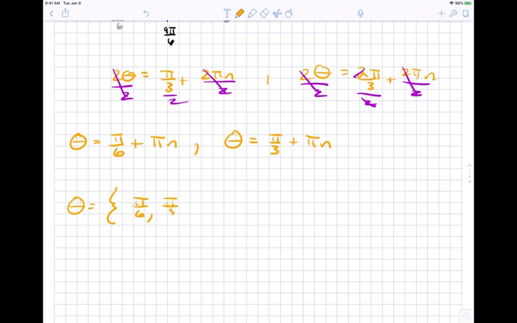So then when n is 1, what's 1 over 6 plus 1? 7 pi over 6, right? Is that right? So that's going to be 7 pi over 6. And then the other one, when n is 1, what do we get? No, I'm still trying to understand the first one.